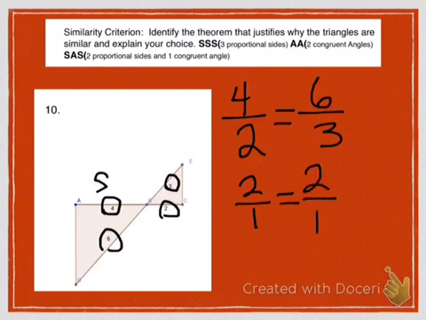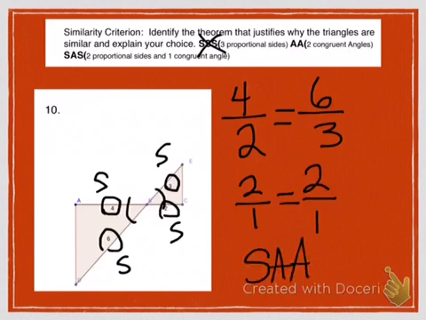So those are sides. Notice I do not have a measurement on the third side, so side, side, side is out. The vertical angles are always congruent. We proved that. So our triangles are similar by side, angle, side.